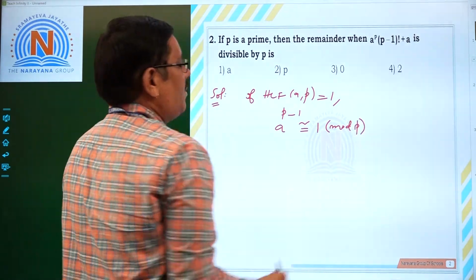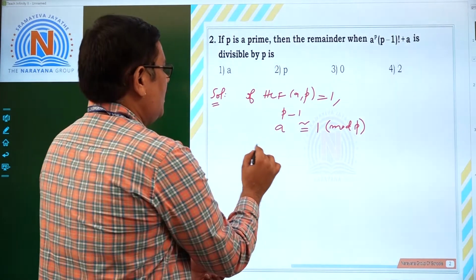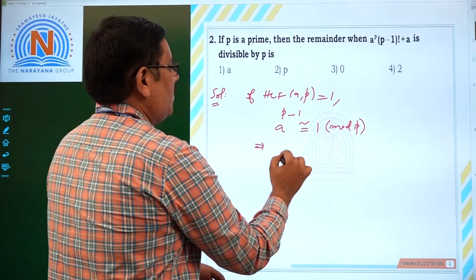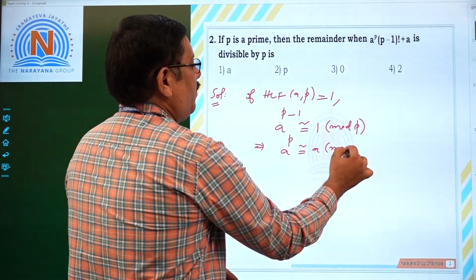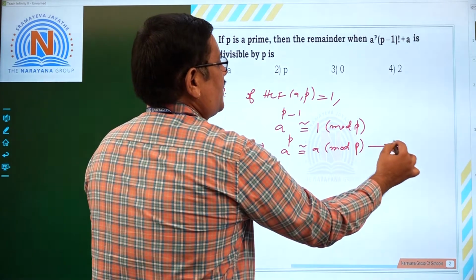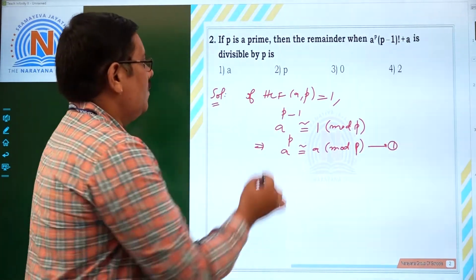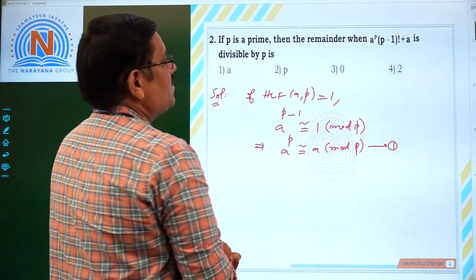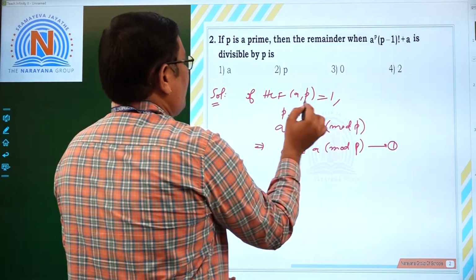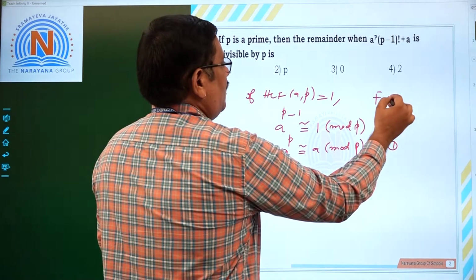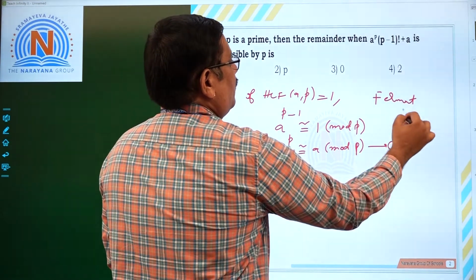That is Fermat's theorem. In this case, let us multiply both the sides with a. Then what you have? A power P is congruent to a modulo P. This is the first condition. Okay. Now, second thing, P minus 1. If P is a prime number, according to Wilson's theorem.